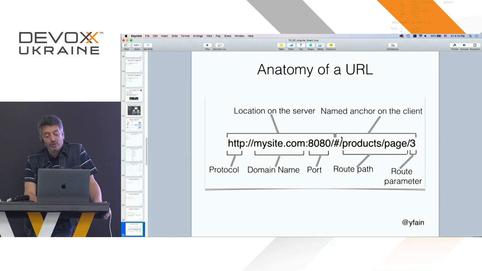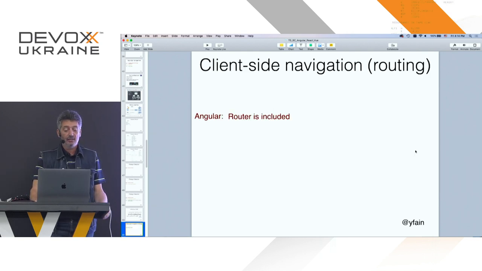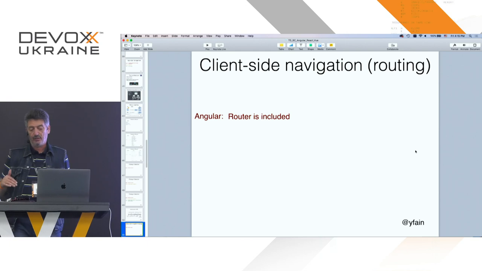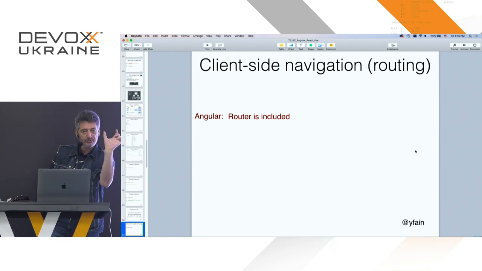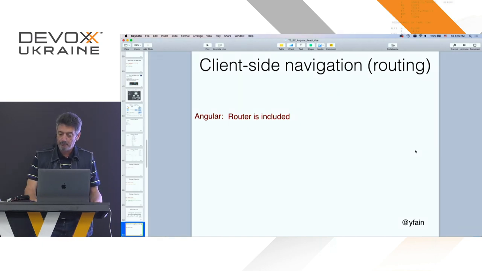In the router, you are mapping a fragment on the client, for example, product page /3, where 3 maybe is a page number, to the component that should be rendered. And in Angular, the router is included already. It's a part of the framework. It defines how to map the fragment of the URL to the component that should be shown within the page. Very powerful router, and I will not again be going into detail, but it's there.